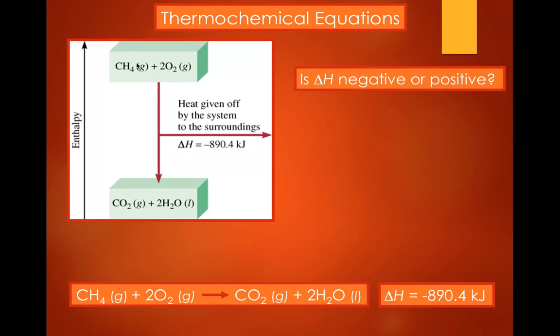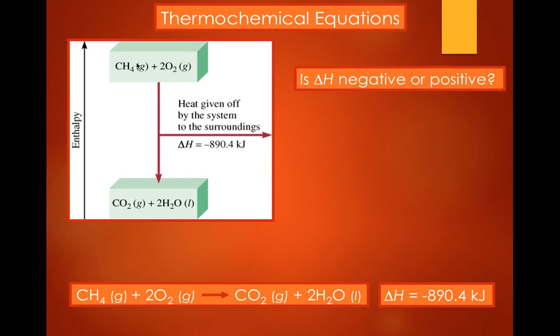Now, let's look at this other one. Look at the arrow to see where the heat is flowing. This arrow is going down. We're going from methane, CH4, plus oxygen gas. So when we combine methane and oxygen gas, oh, look, we have a hydrocarbon and it's reacting with oxygen gas. I wonder what the products are going to be. Oh yeah, it's combustion, so our products are definitely going to be CO2 and water. So in this case, this is combustion.